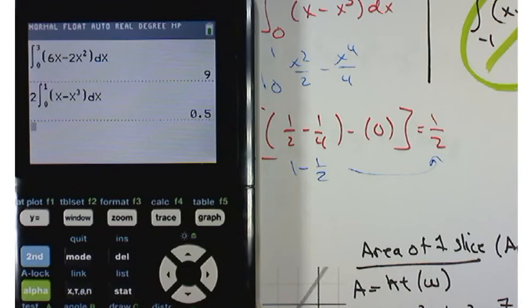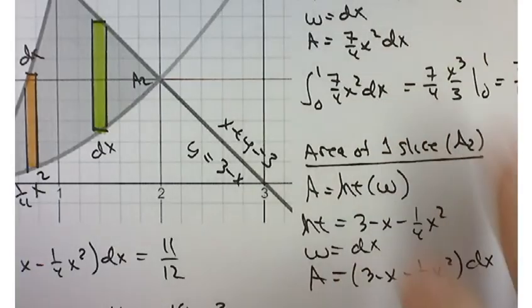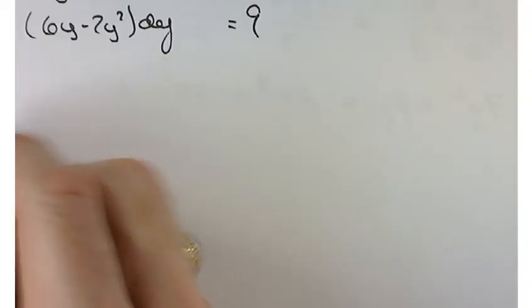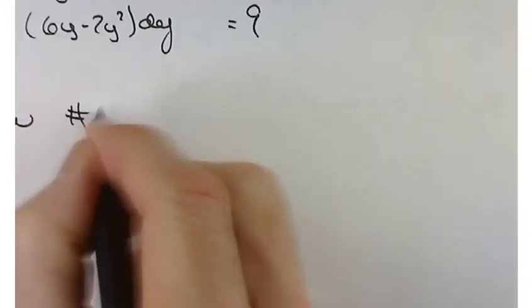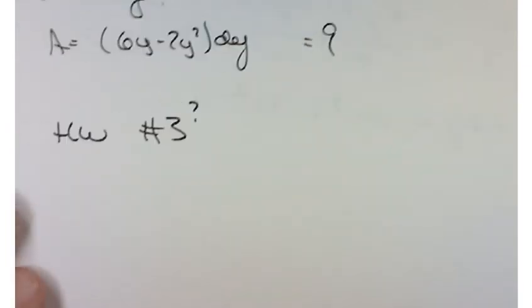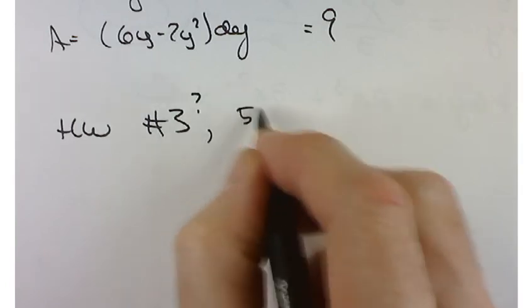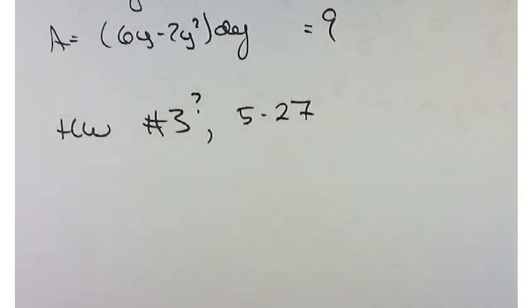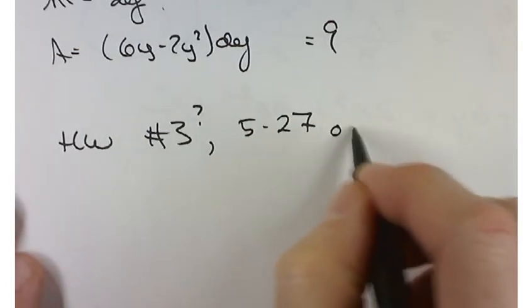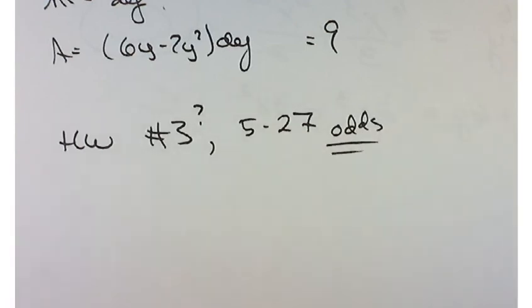Anything else on this one? Okay, for homework. Number 3, I'm not so sure about number 3, but the bulk of the homework is going to be 5 through 27. And tell you what, since you've got a test coming up, we'll just make that the odds, okay? All right, good deal.